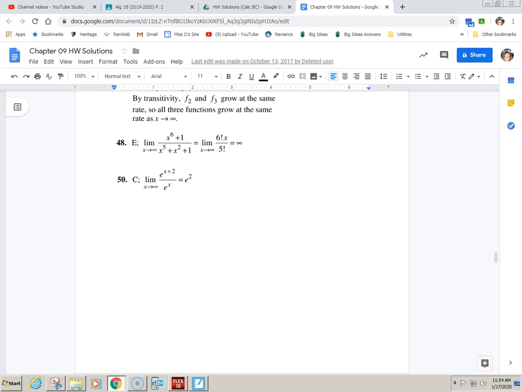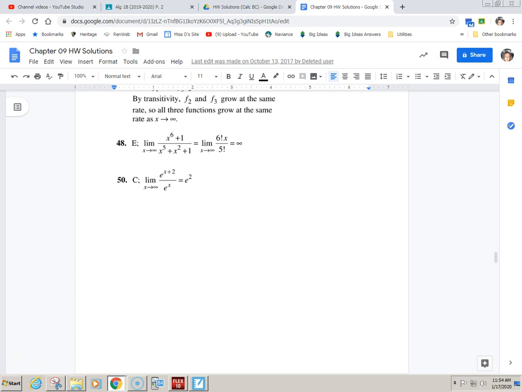Oh, how did they do this? Why are there factorials? Most of you just said top wins and infinity. How did they do 6 factorial over 5 factorial? Why is x to the power of 1 when it was x to the power of 6? And why is the bottom x? Maybe it's some property. What property? Where did it come from?